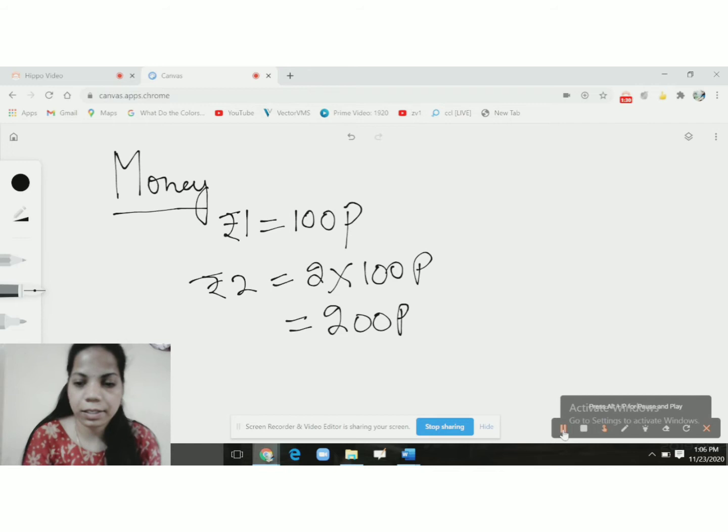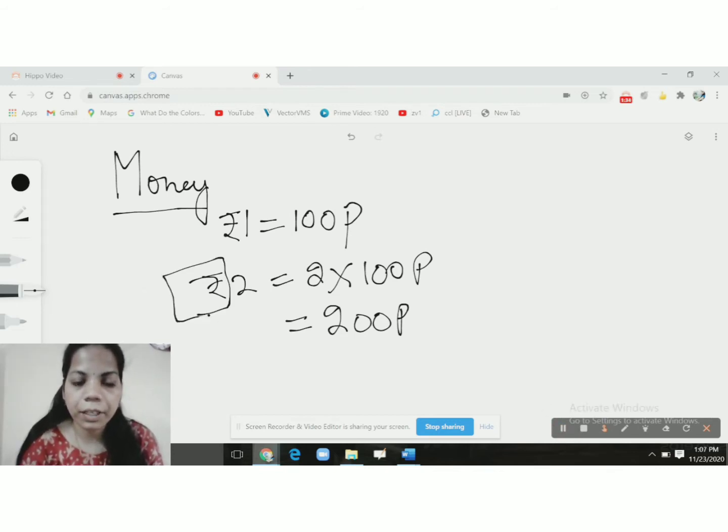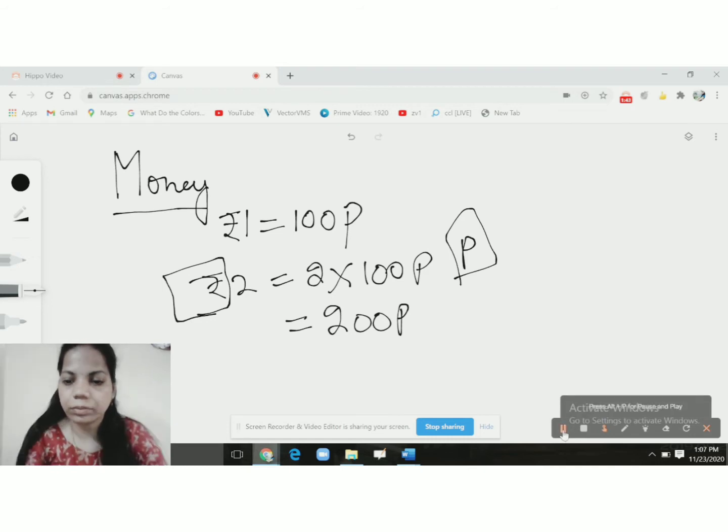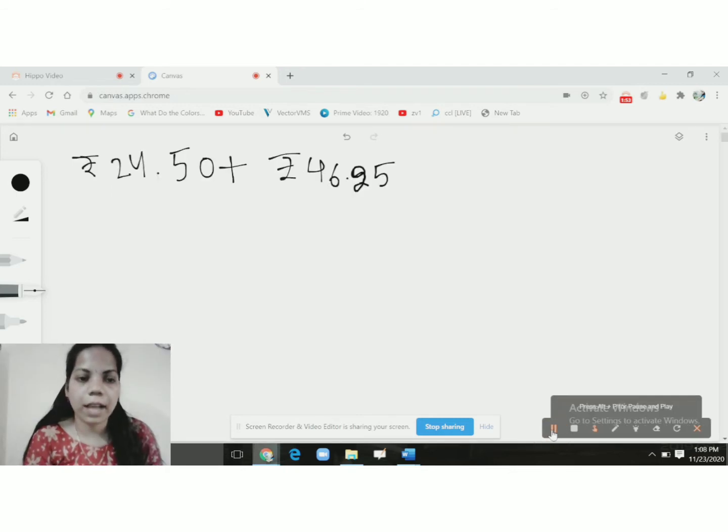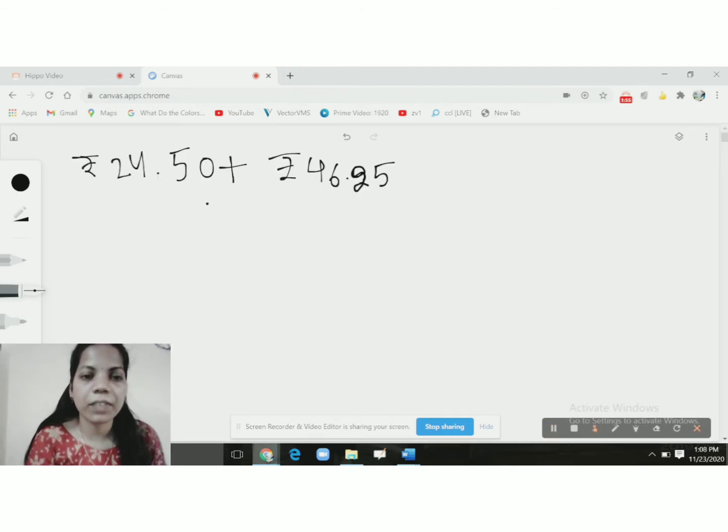Isn't it? Yes. So this is the symbol for rupee. We will represent paise as small p. Got it? Yes. We can add, subtract, multiply and divide rupees. Now let us see how we can add money. Now let us add 24 rupees 50 paise and 46 rupees 25 paise.